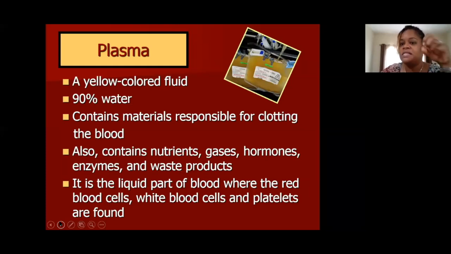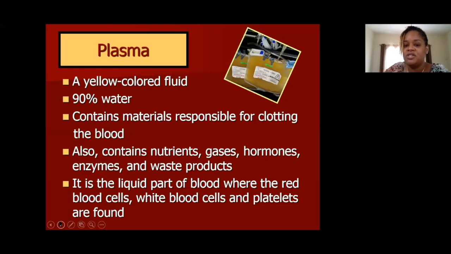So plasma is the liquid part of blood. It contains some proteins that are also important for blood clotting. So a lot of useful substances are found in plasma. Plasma, like I said, is the liquid part, so because plasma is liquid, it allows blood to flow easily.